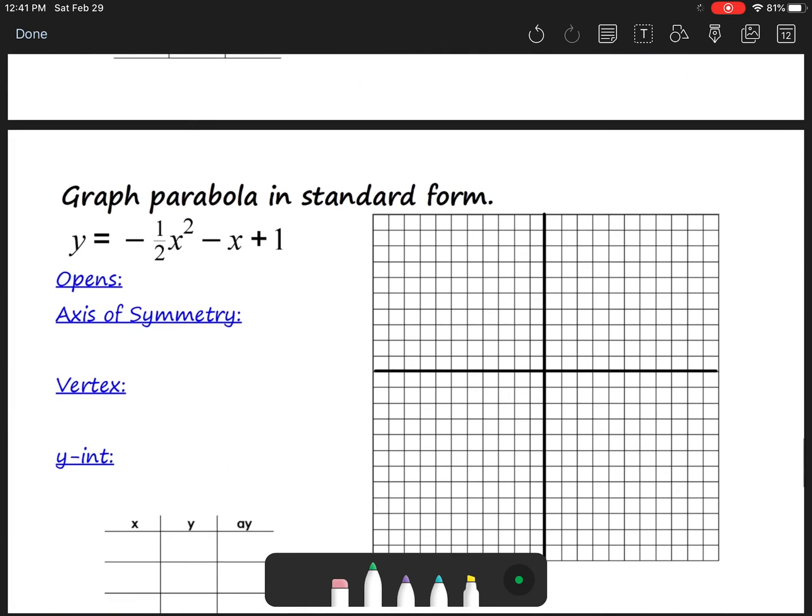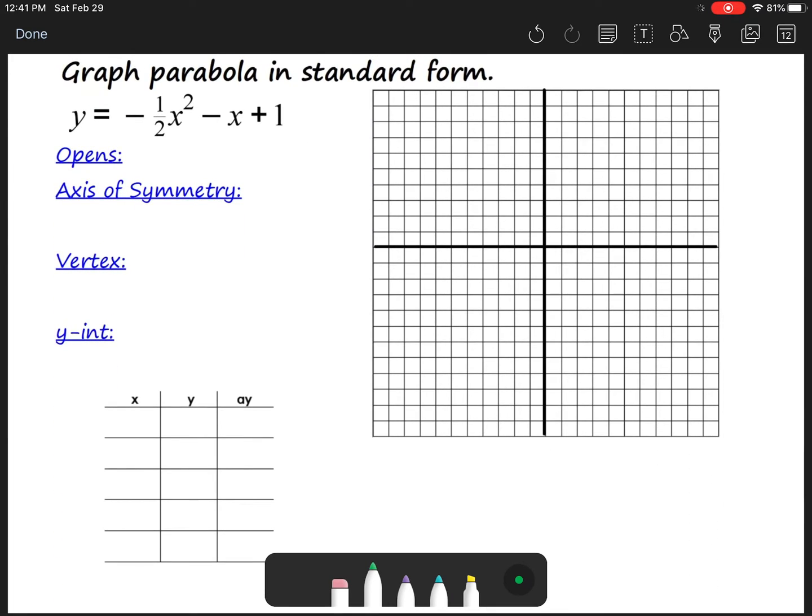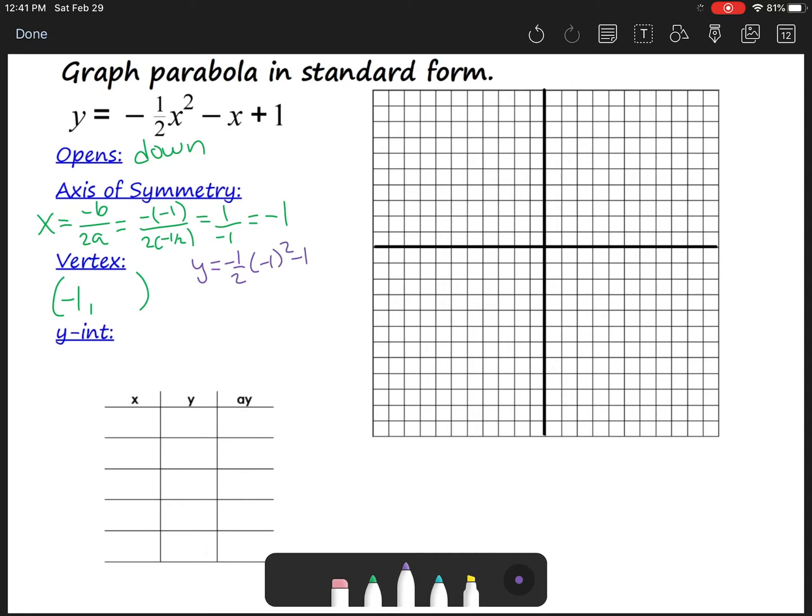Let's practice this a couple more times. So if we had y equals negative half x minus 1 squared plus 1, well, this would open down because a is negative. Well, our axis of symmetry, this would be a good time to pause and see if you can plug our numbers in and do the math for yourself. You should end up with negative 1. And if x is negative 1, just plug that in to find y. Well, we'd end up with negative half plus 1, which is just 1.5.